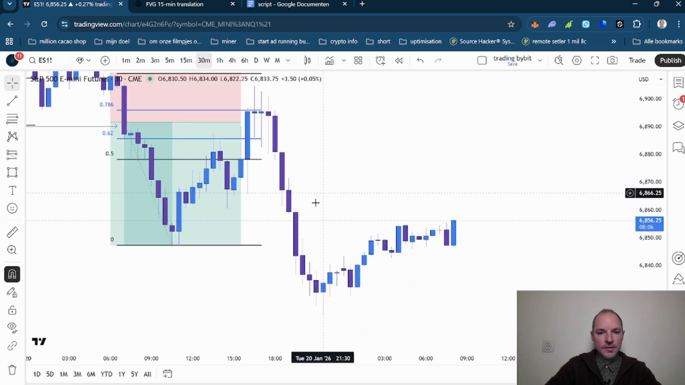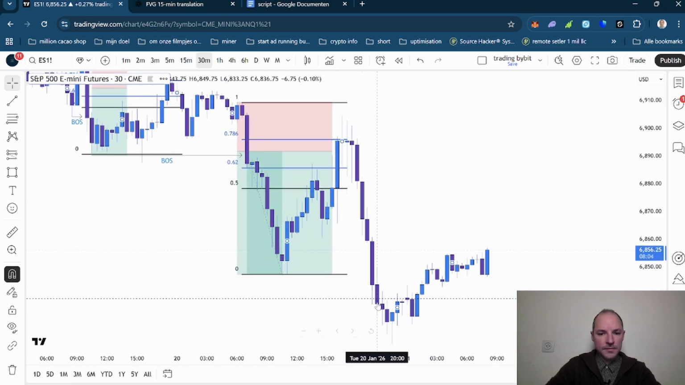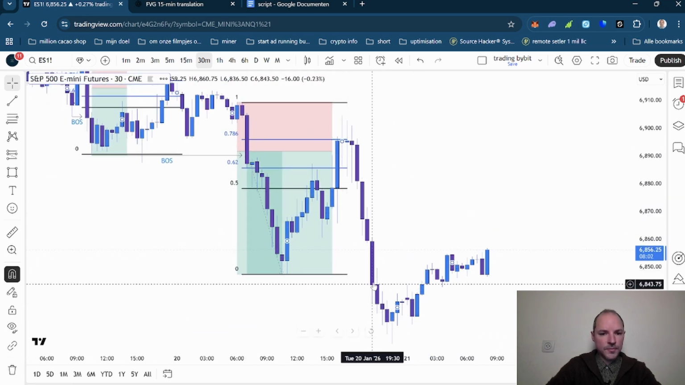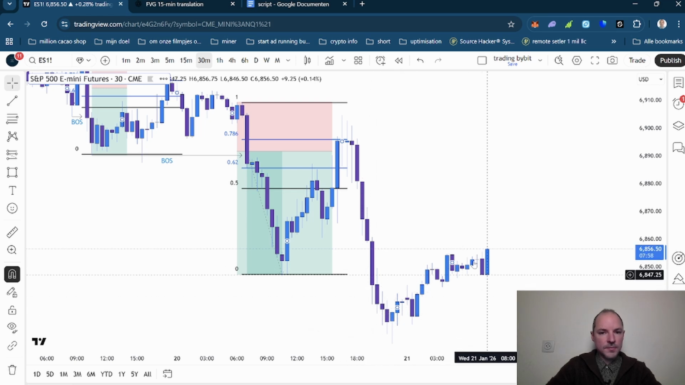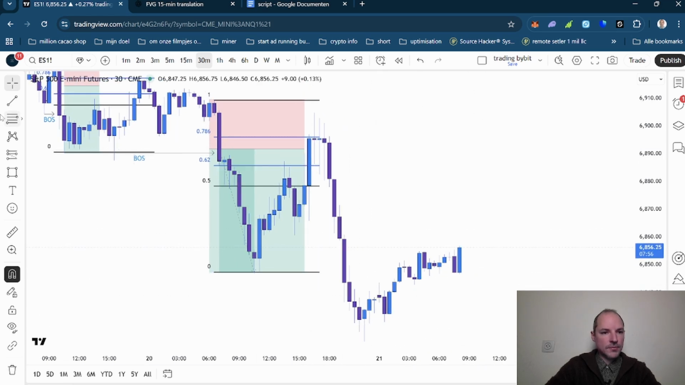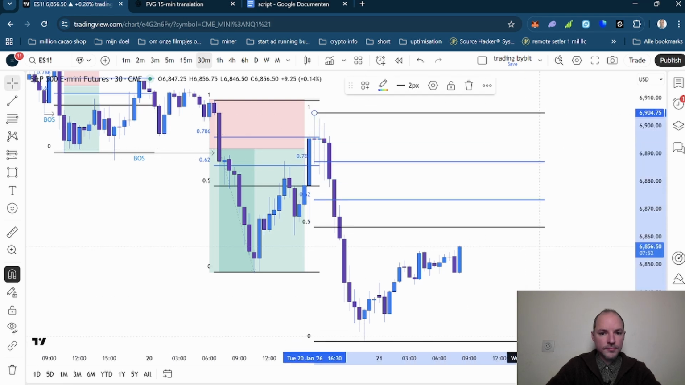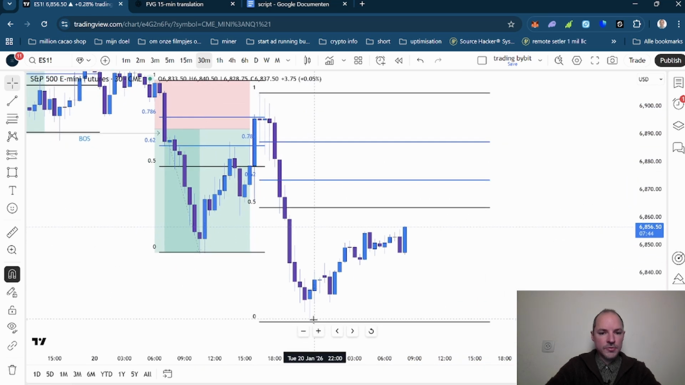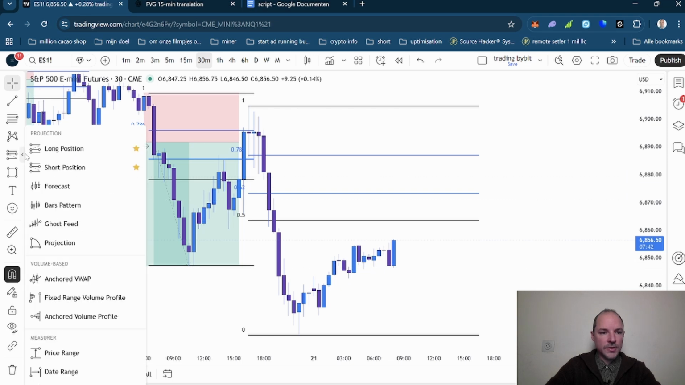Now, again, we have a break of structure right here. You can see the market is slowing down. Now, where should the market come back to? We do it again. We draw it. The market will come back up. So we have a 15-minute fair value gap. That's the high. And we should come back to the lows if we continue that direction.